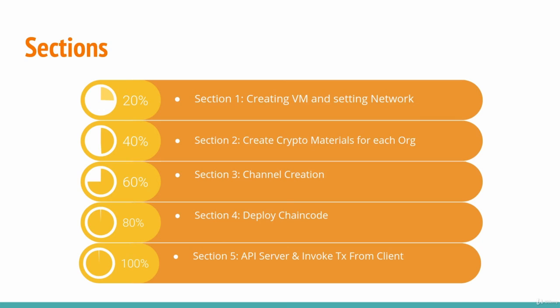In your case, if you have fewer than 3 organizations or more than 3 organizations, you can just follow the same approach and you will be able to deploy your Fabric network on multiple hosts.